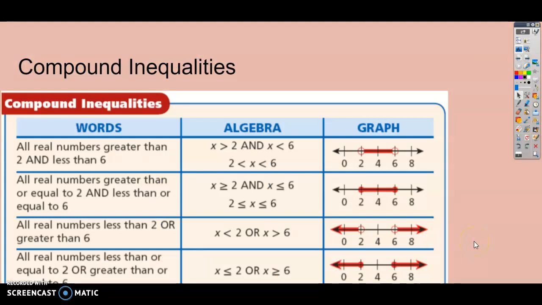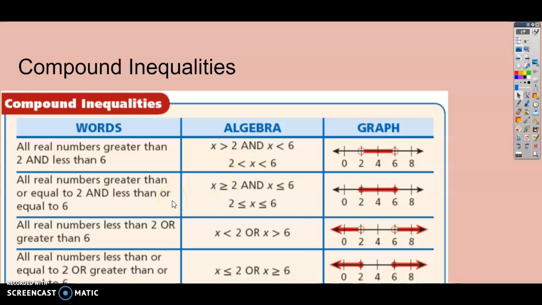All right, in words, if it says all real numbers greater than 2 and less than 6, you know that's an and statement. So it's going to be an overlapping region. The area, the shaded region, will be in the middle. Since this is greater and less, that means these are open circles here. Okay, and we can write an and statement as 2 less than x less than 6. That's two different ways to write this.